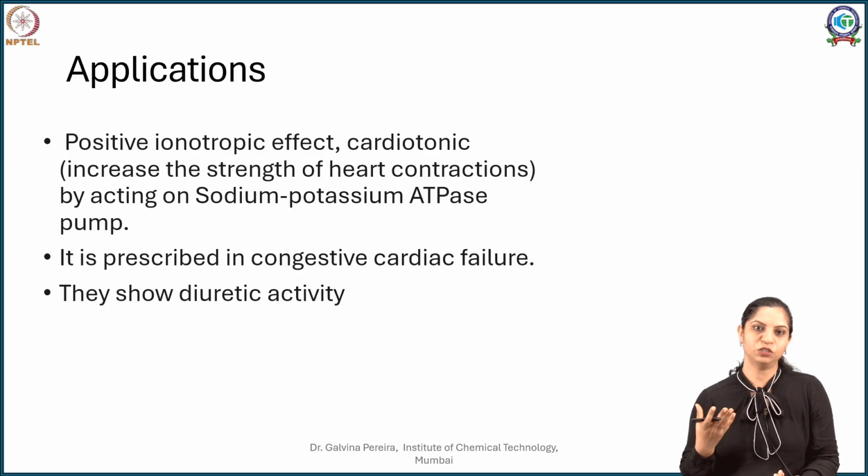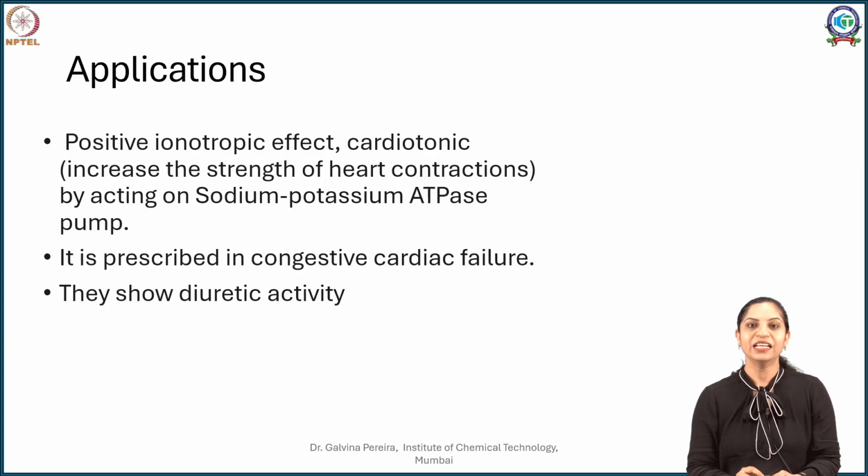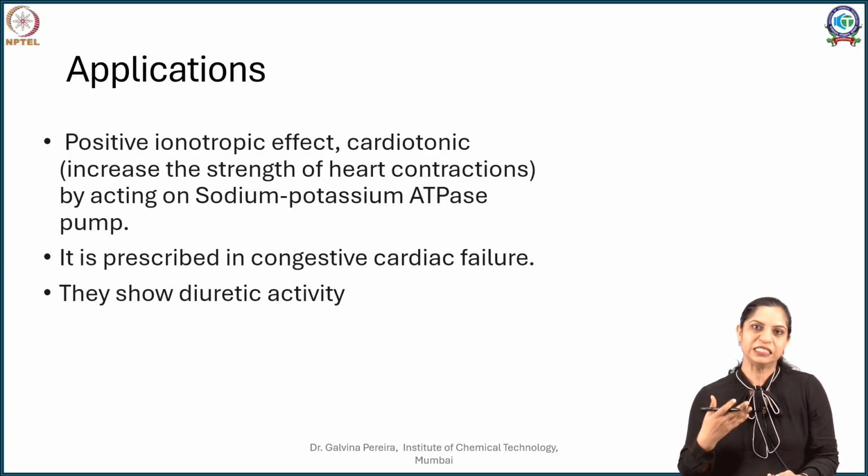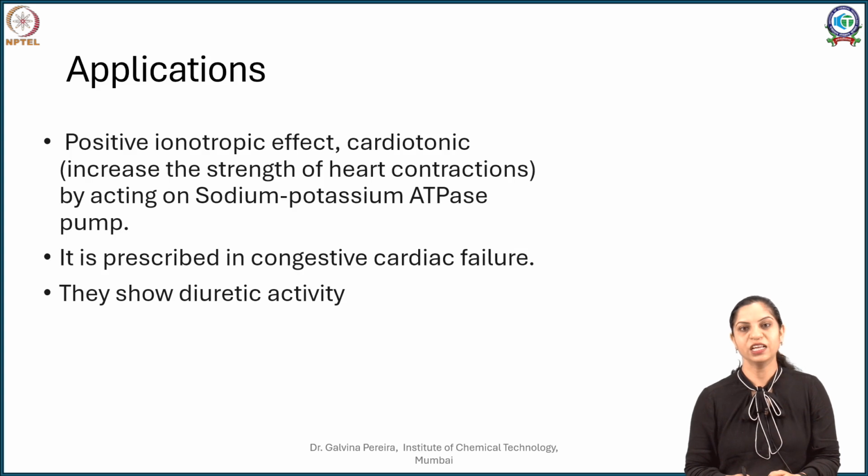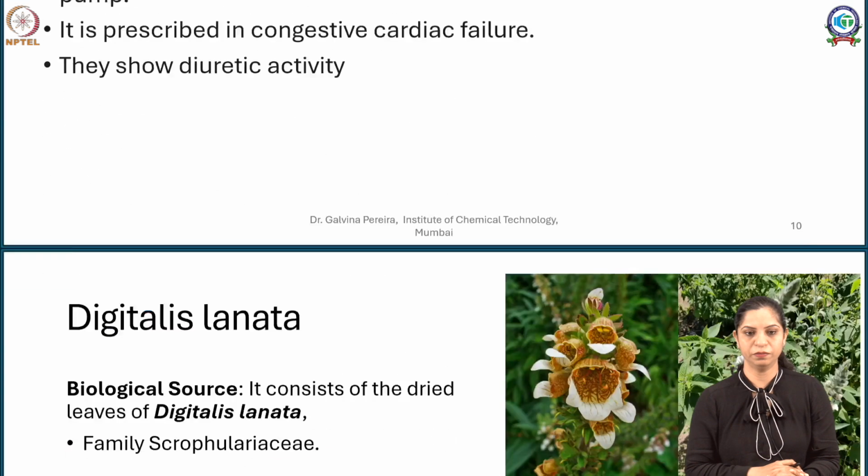Imagine a case of congestive cardiac failure where your heart is unable to pump. This gives you more energy to pump it, more vigor, and as a result the heart performs better. Hence this class of compounds are also referred to as cardiotonic agents. Apart from that, they also show a mild diuretic activity, which is said to be a result of its cardiotonic effects.